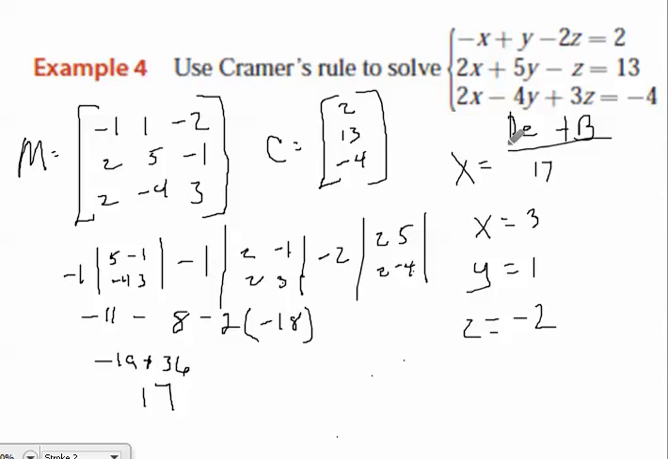Want to check them out? Let's do negative 3 plus 1 minus 2 times negative 2. That'd be plus 4, right? Negative 3 plus 1 is a negative 2, plus 4 is a 2. Check. Check each one of them. They'll work out every time. That's Cramer's rule. Makes it easier to solve these. Okay?